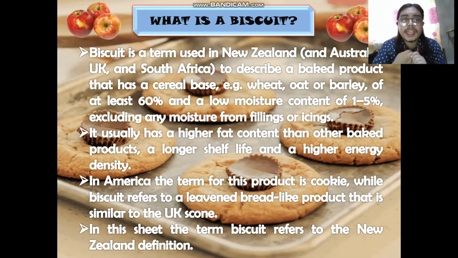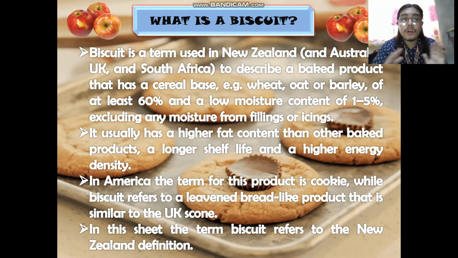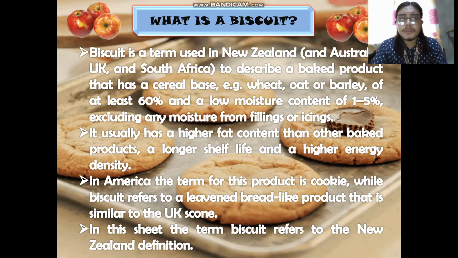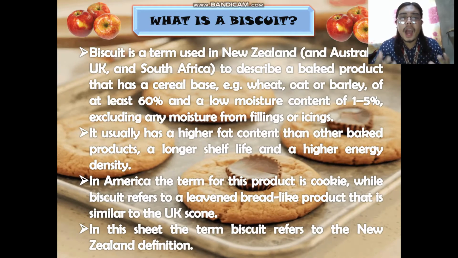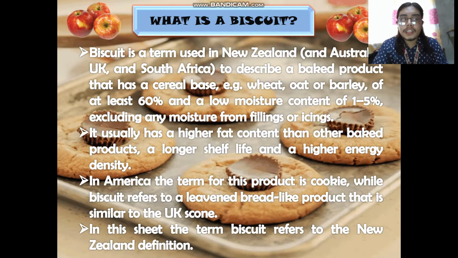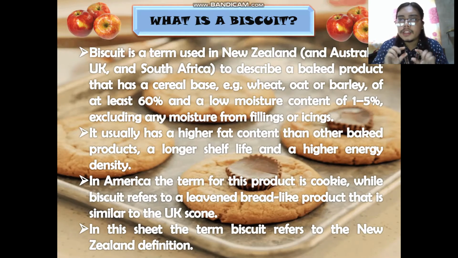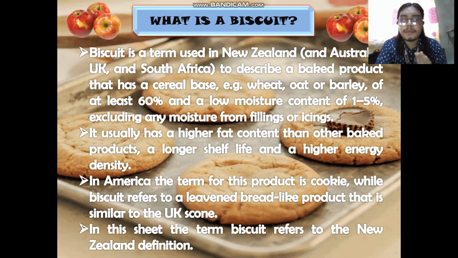It usually has a higher fat content than other baked products, a longer shelf life, and a higher energy density. Do you guys observe that biscuits have a longer shelf life and higher energy density? Even if you did not care about that biscuit, by the time you peel it off, you can really observe that there's nothing going on with it because, as it says here, it has a longer shelf life.